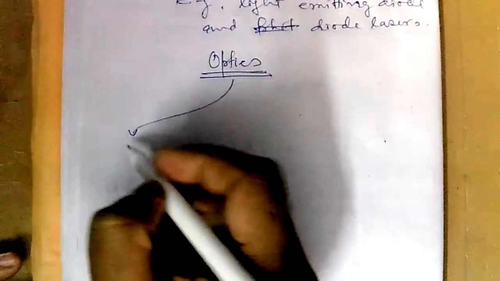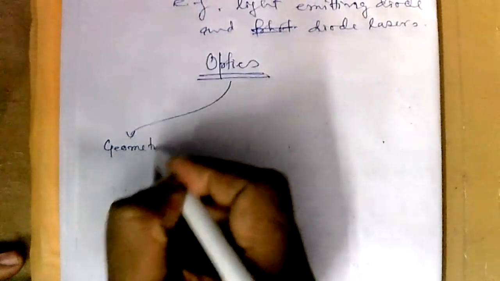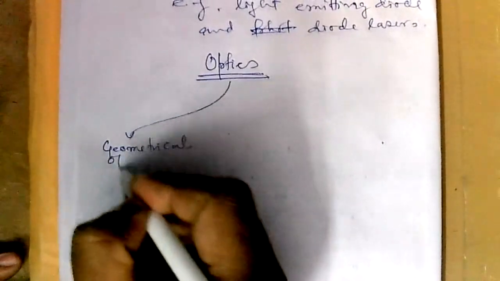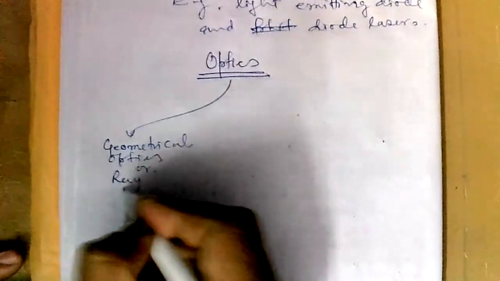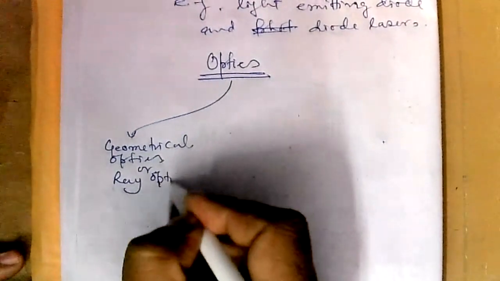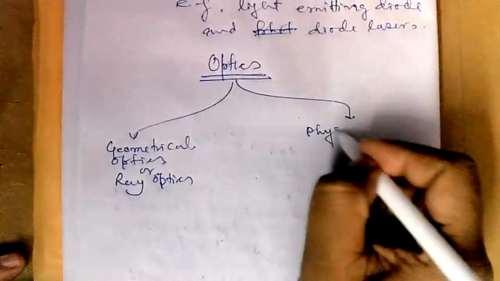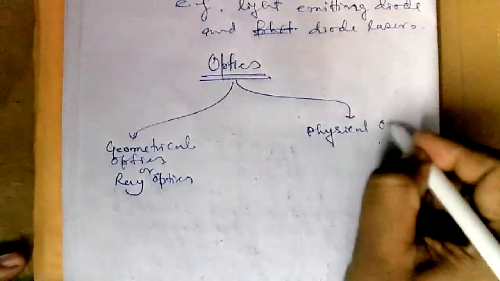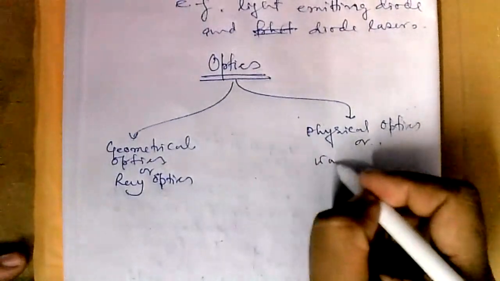One is called geometrical optics or ray optics. The other is called physical optics or wave optics.